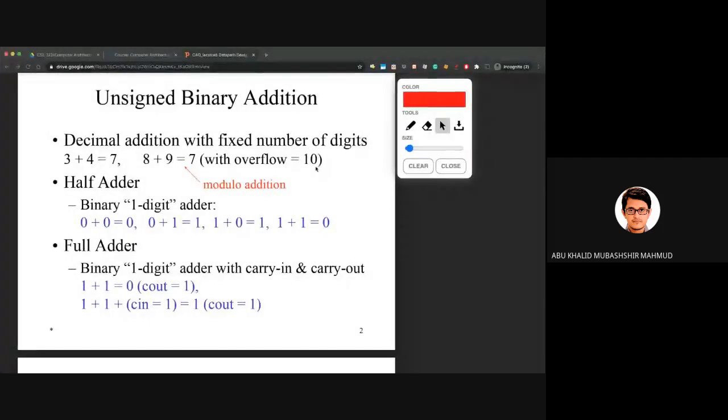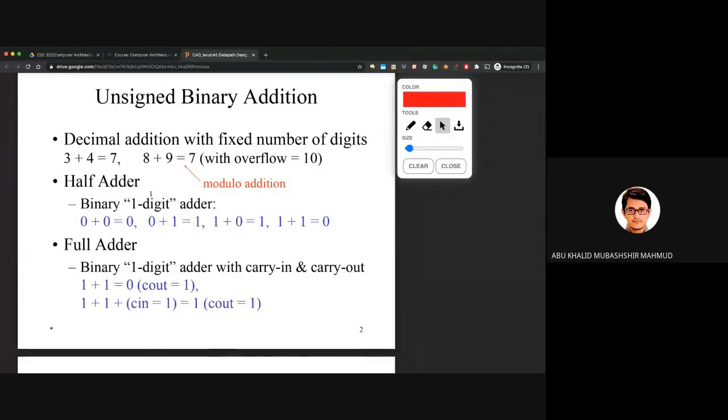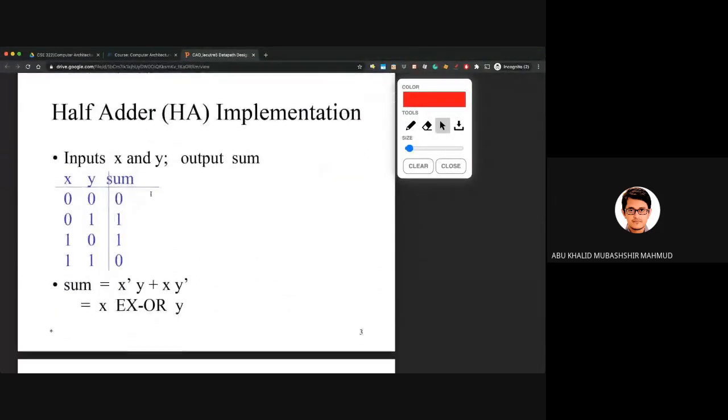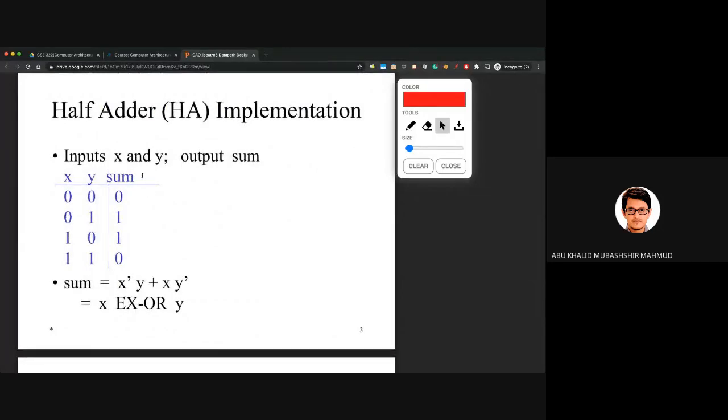I think you get that. It was already discussed in the previous lectures. This is the actual format, the truth table. This is the mathematical input and output, and we have two inputs, x and y, two variables. We are going to add them and output the sum. This is the half adder implementation.